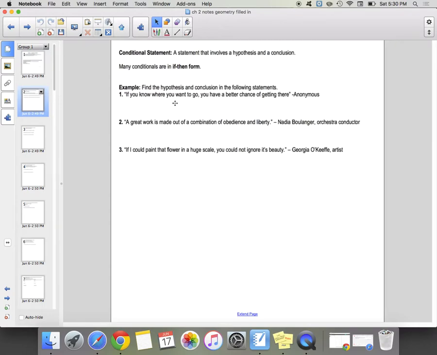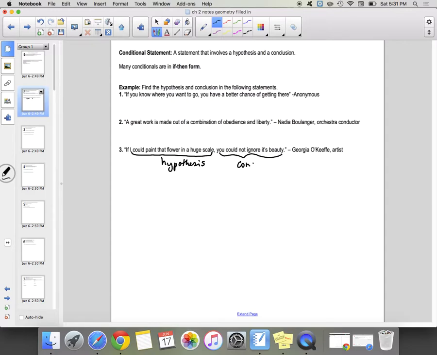So a conditional statement is a statement that involves a hypothesis and conclusion. Sometimes these conditional statements are in if-then form. So we talked about things like, if I could paint a flower in a huge scale, you could not ignore its beauty. So it involves something called a hypothesis and a conclusion, so you could not ignore its beauty. Okay, so that is definitely an if-then form, but it's not always an if-then form.